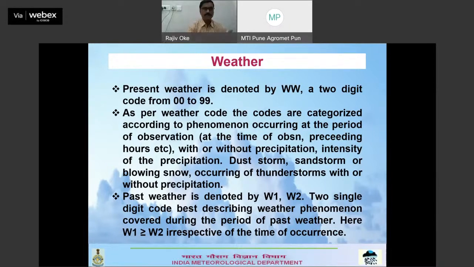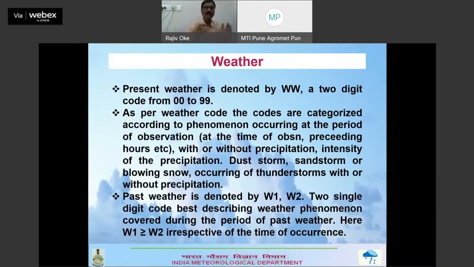So the intensity of the precipitation again changes the code. If it is intermittent, rain ruk ruk ke ho raha hai, slight continuous ho raha hai, showering ho raha hai, accordingly again the code changes. Snow agar ho raha hai, snowfall, snowflakes hai, blowing snow hai, drifting hai, accordingly the code changes. If it is thunderstorm, dry thunderstorm, or accompanied with rain, then again the code changes.